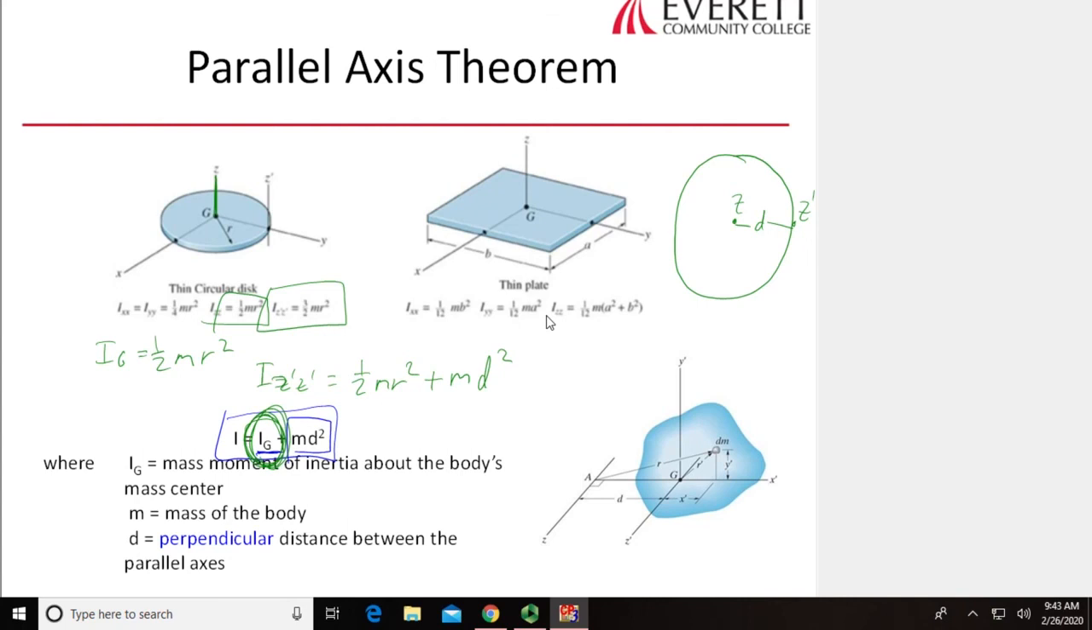What would that be for this particular disk? The distance between that point and that point would be r. So let's plug that in. And we end up with 1/2 mr squared plus mr squared, which is the same thing as 2/2 mr squared, which equals 3/2 mr squared. And you notice that that matches what's shown up here. So the parallel axis theorem is taking a moment of inertia of a body about one axis and moving it to another axis. Any questions about that?